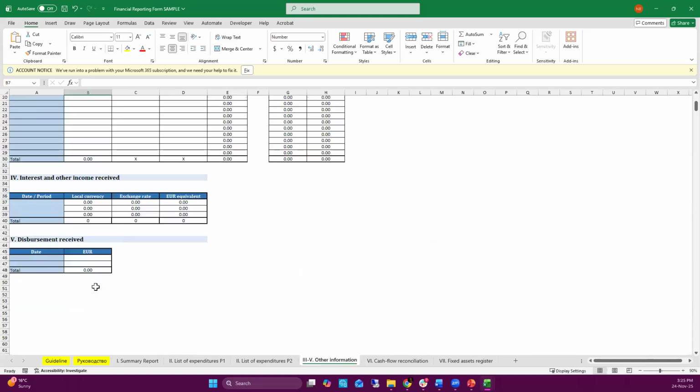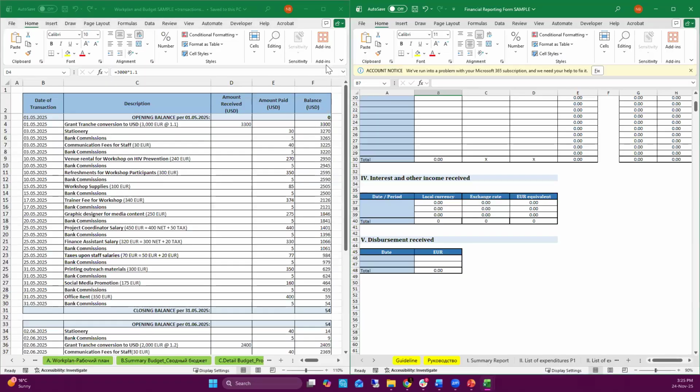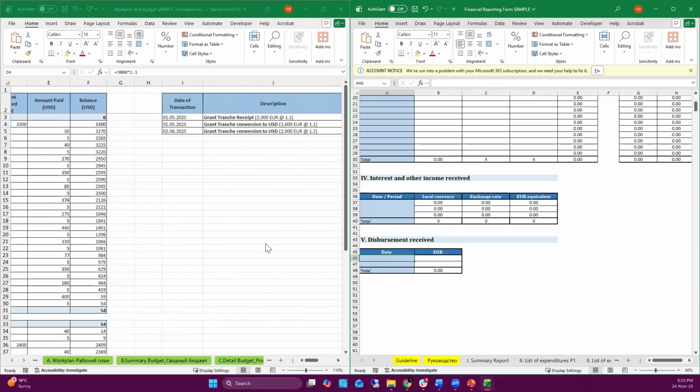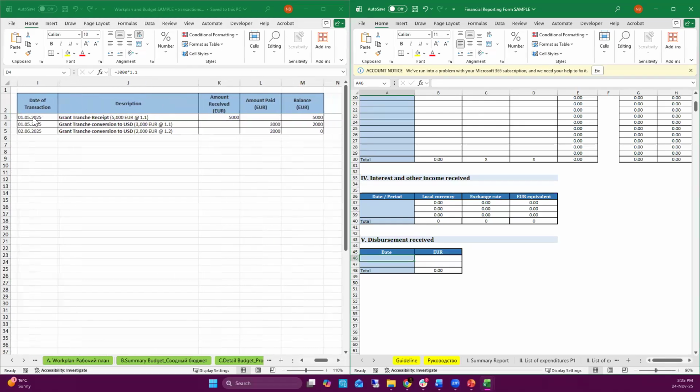And first, what we need to enter is the information about the tranche that you received. So we need to enter the date of the tranche when you received it and the amount. So let's see what we have on the Euro statement. It tells us that on the 1st of May, so we put here the 1st of May, we received 5,000. We put it here.